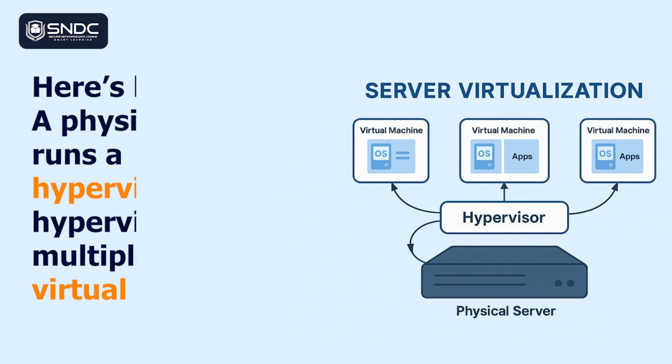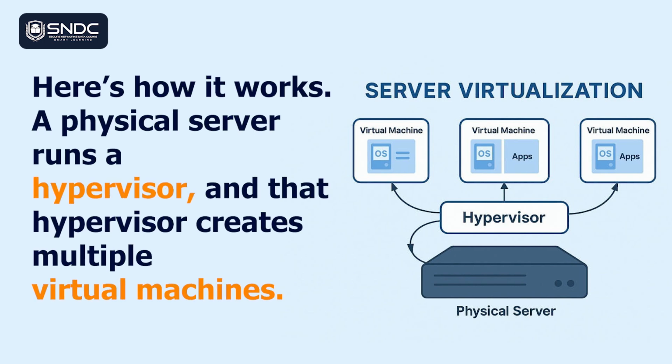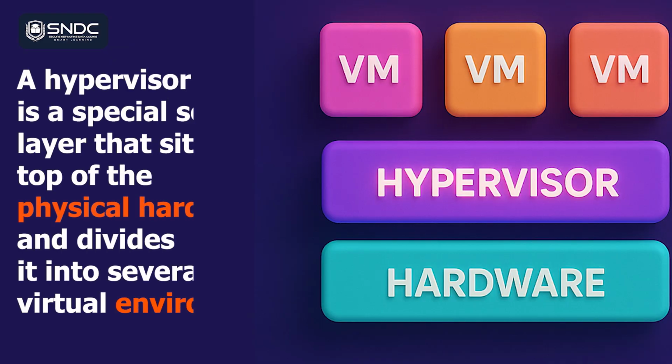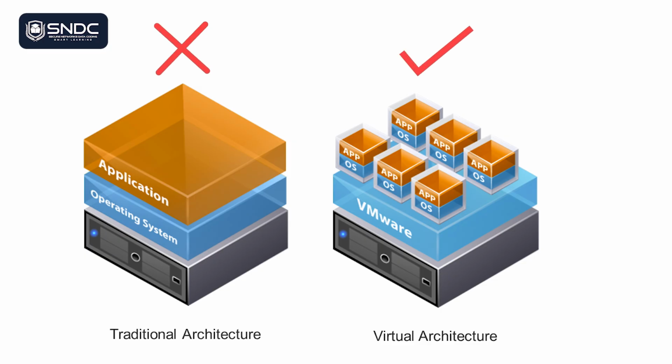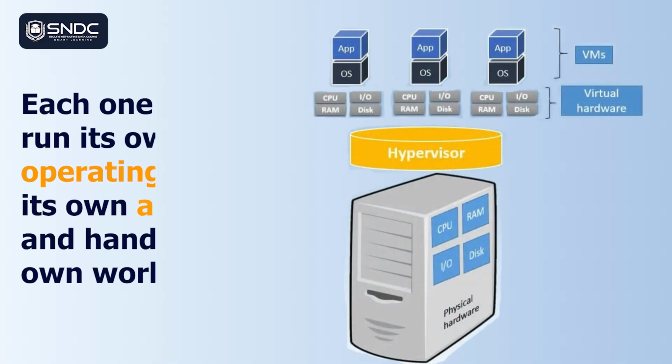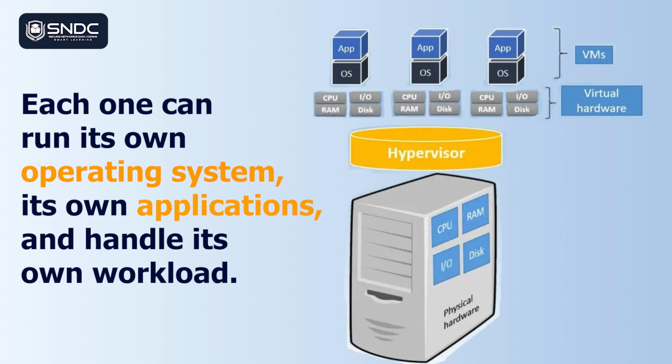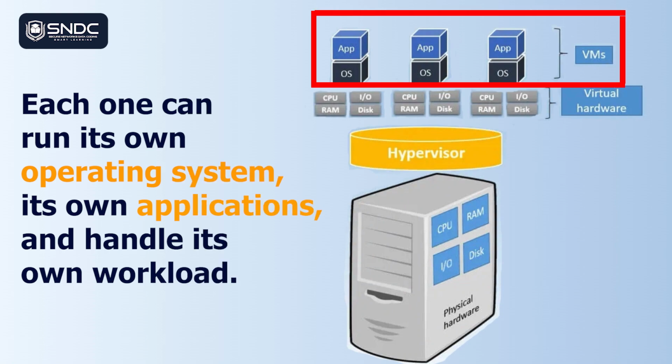Here's how it works. A physical server runs a hypervisor, and that hypervisor creates multiple virtual machines. A hypervisor is a special software layer that sits on top of the physical hardware and divides it into several virtual environments. So instead of one server, you now have many virtual machines running independently. Each one can run its own operating system, its own applications, and handle its own workload.